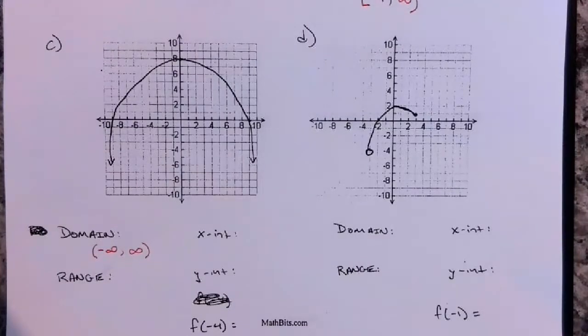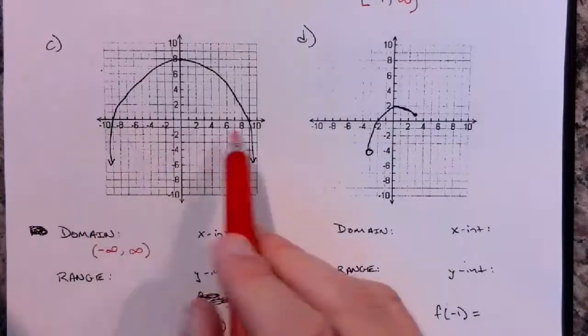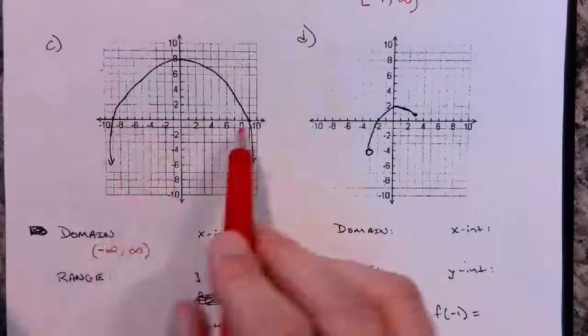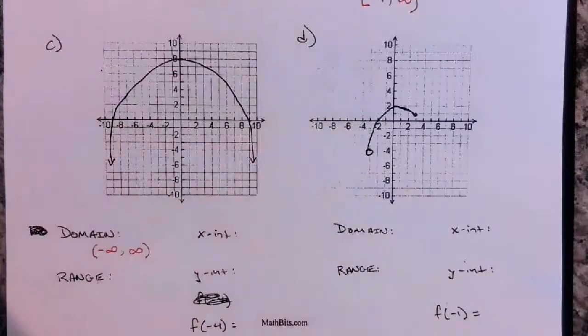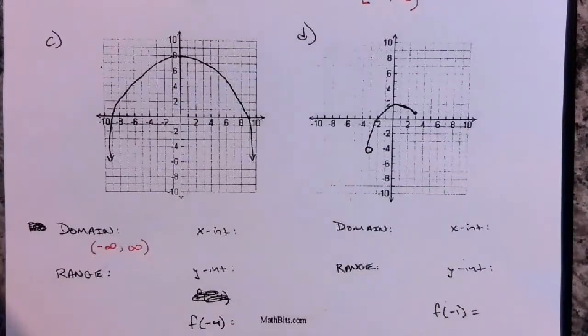For the range, well, actually, before I talk about the range, for the domain here, be careful not to pick negative 9 to 9. Sometimes you'll pick that by mistake. Remember, you have to look at where these arrows are, telling you that it goes out forever in both directions.